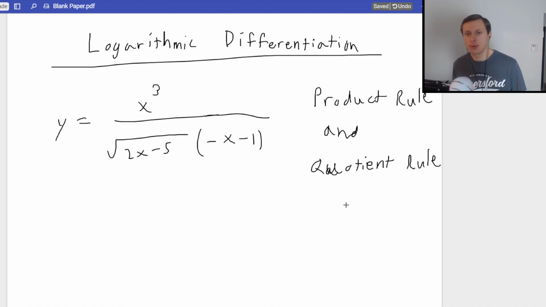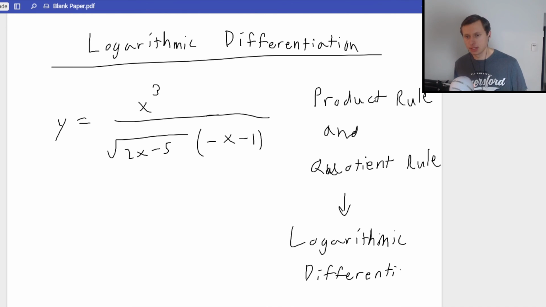in the same problem, you're going to use logarithmic differentiation. Logarithmic differentiation. So what on earth does that mean?